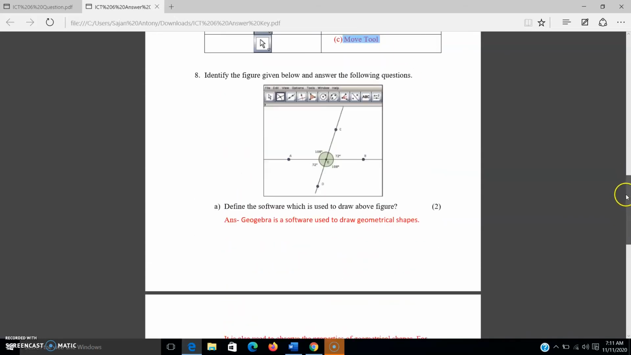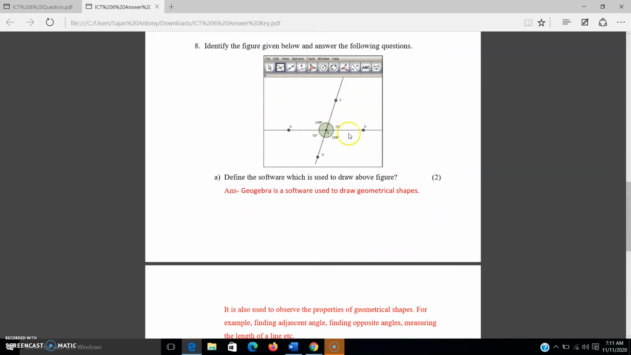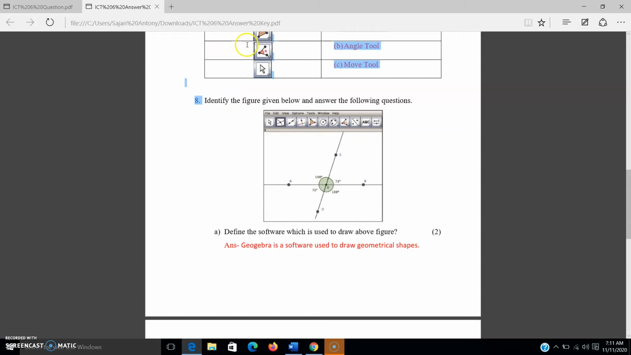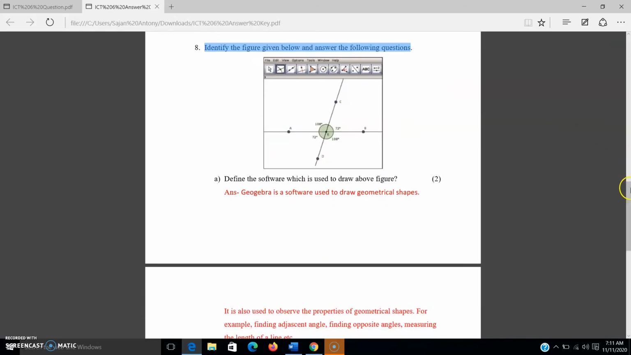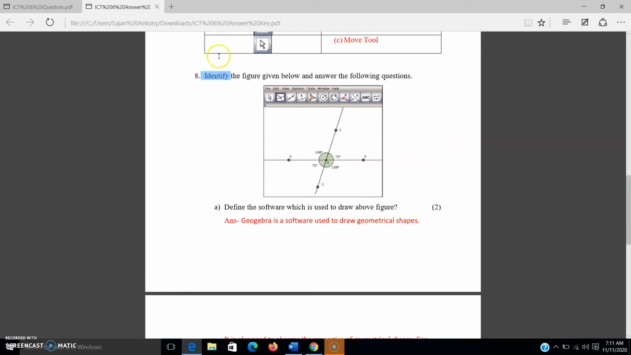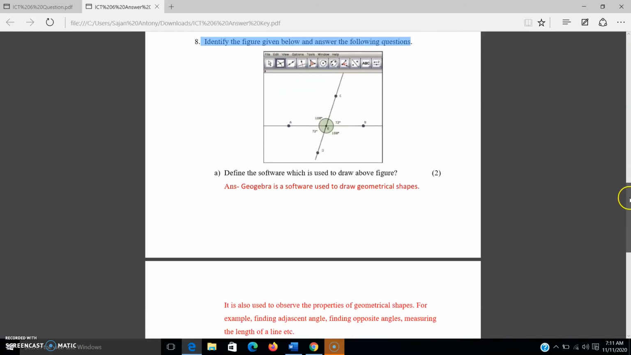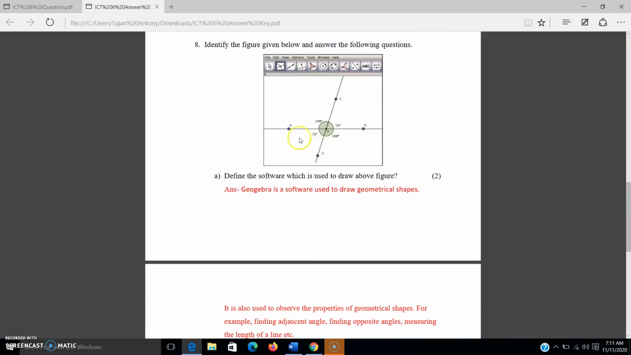Now we'll move to the big question, the last question. 8th question. Identify the figure given below and answer the following question. So I have given you a figure here. This is a figure. So you all know, and let us check the first question.